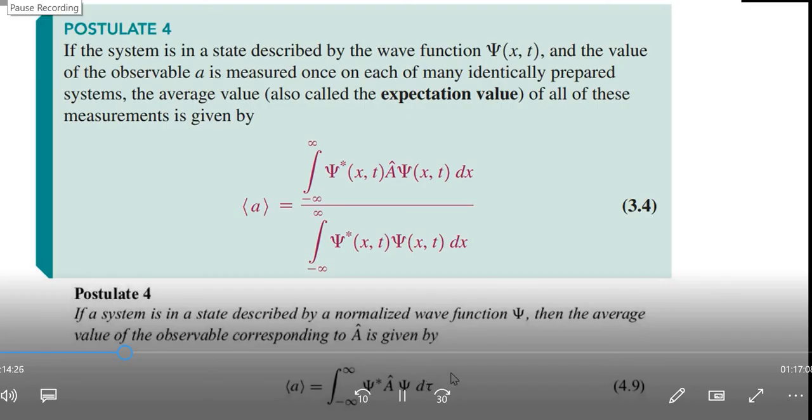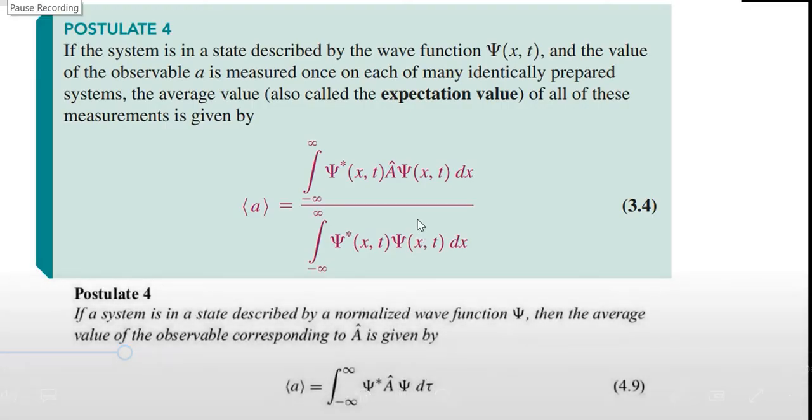That is all about the fourth postulate. Now what's the difference between these two versions, mathematical forms? You see, the numerator is the same, psi star a psi, but here is an extra part, the denominator, psi star psi, which is not there in the other. So can you tell me, psi is normalized in the second statement? Right. So the denominator will give a value of 1. So ultimately it becomes the same. Good. So that's why they are basically the same.